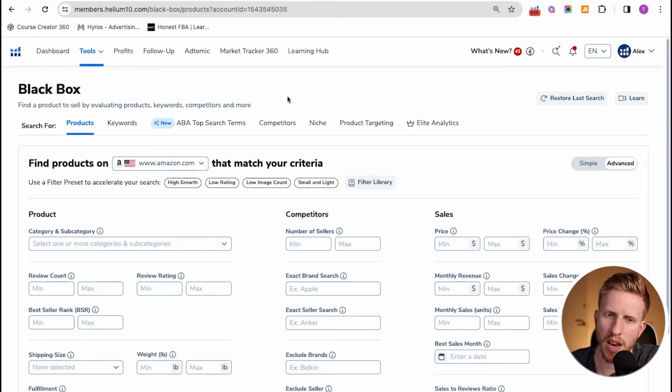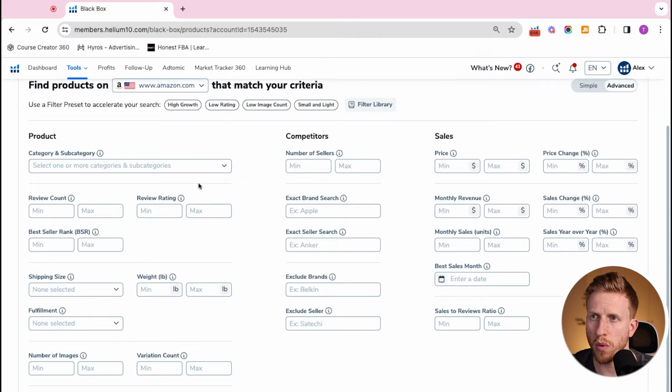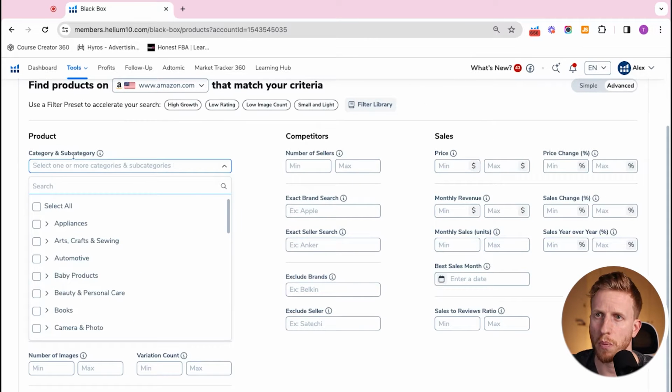So part of Helium10 is this tool here called Blackbox. Essentially, you can give it a load of filters like product category, price, revenue, all of that good stuff, and then it's going to spit out loads of products. Now, the key thing here is Helium10 is not finding you the product. It's giving you hundreds of products, and then you narrow it down from there.